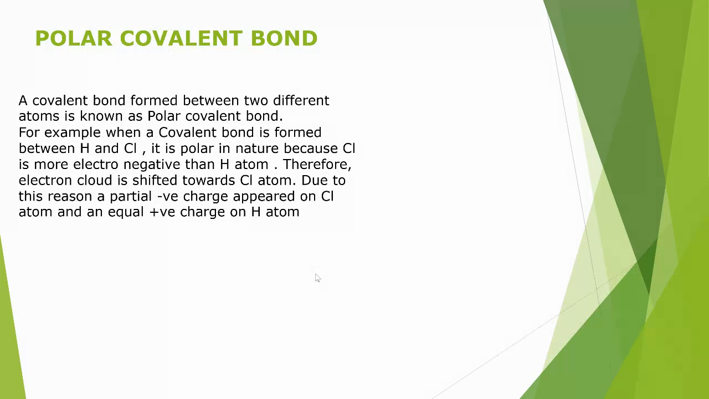Polar covalent bonds. A covalent bond formed between two different atoms is known as a polar covalent bond. For example, when a covalent bond is formed between hydrogen and chlorine, it is polar in nature because chlorine is more electronegative than the hydrogen atom. Therefore, the electron cloud is shifted towards the chlorine atom. Due to this, a partial negative charge appears on the chlorine atom and an equal positive charge appears on the hydrogen atom.